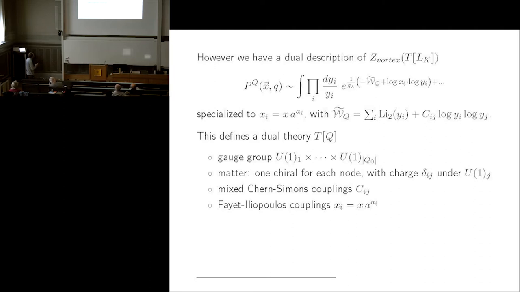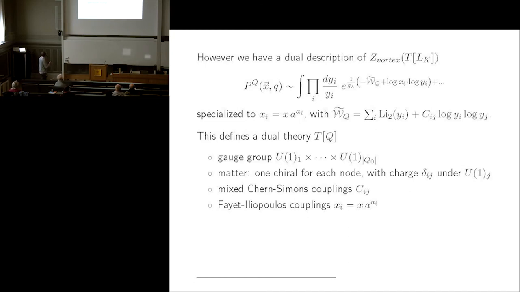The gauge group is abelian. It's a product of U(1)s, one U(1) factor for each node in the quiver. The matter content is a chiral multiplet charged under each U(1) and neutral under everybody else. And the only way that these sectors talk to each other is through a matrix of mixed Chern-Simons couplings. And this is precisely the quiver matrix. And then finally, the Fayet-Iliopoulos couplings for the various U(1)s in this case are the parameters that encode the specialization of variables in the knots-quivers correspondence.